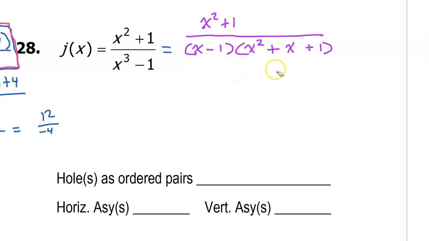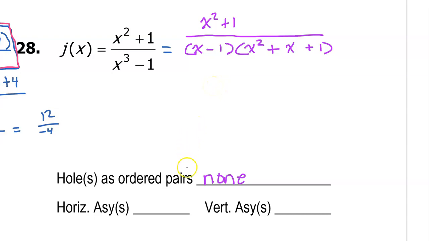All right, so we factored it. In this case, there is nothing that will cancel. So there will not be any holes. So let's go ahead and just write none, because there are no holes, because there are no factors that can cancel.